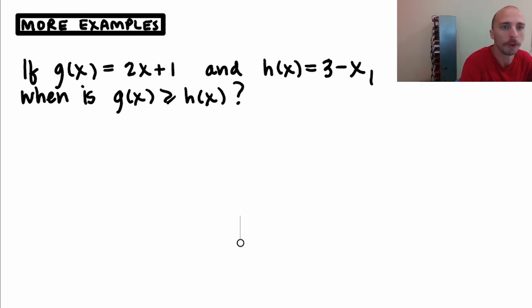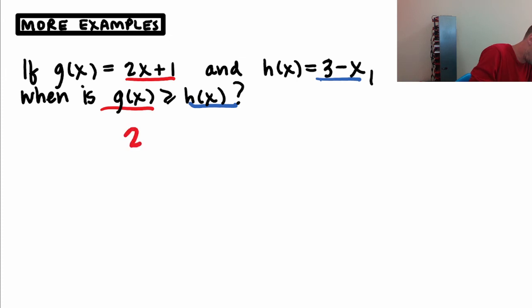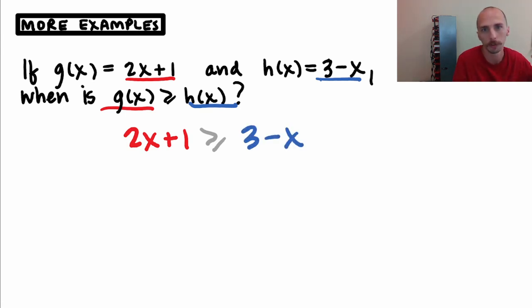Pardon me. Okay, so I'm just going to substitute in g of x and h of x. g is 2x plus 1. h is 3 minus x. I'm just going to set it up like that. I'm going to say 2x plus 1 is greater than or potentially equal to 3 minus x. And then I'm going to drop the color after that. I'm just going to work in gray. So I think I'm going to add an x to both sides of this inequality.